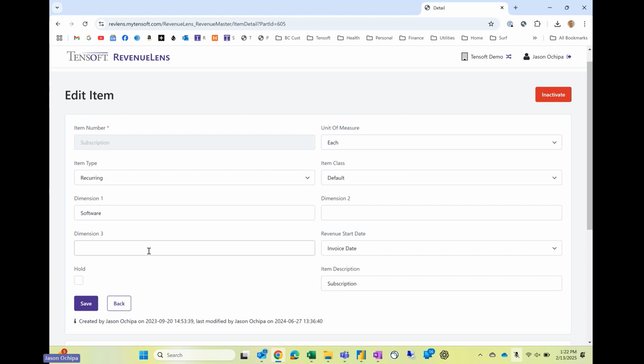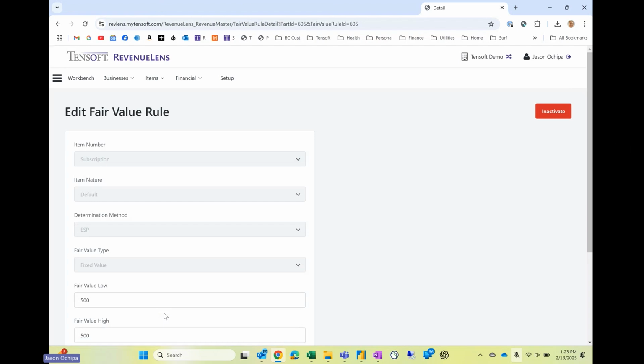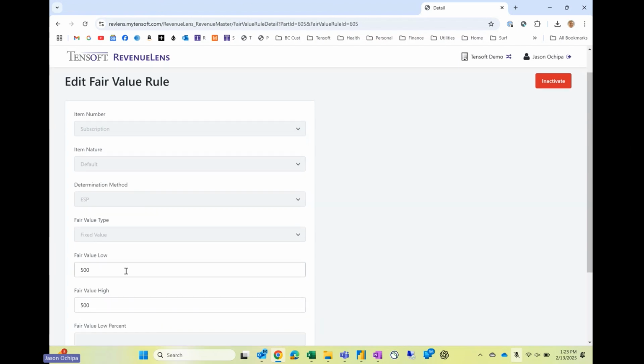You would come up with what your estimated selling price or your relative selling price is for that particular performance obligation. So for each item in Tensoft, you would define the fair value rules and let the system know what you typically sell that item for. And then this value is what will be used to reallocate the revenue agreement total to each line, each performance obligation. Those performance obligations would then be amortized based on when they are delivered, either straight line, percent complete, or milestone.